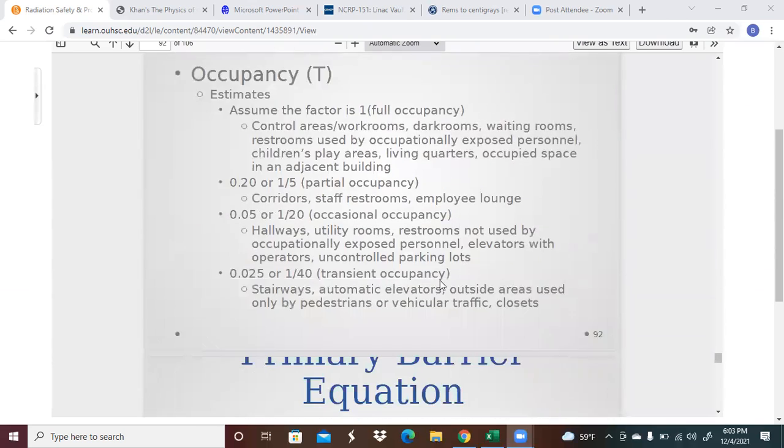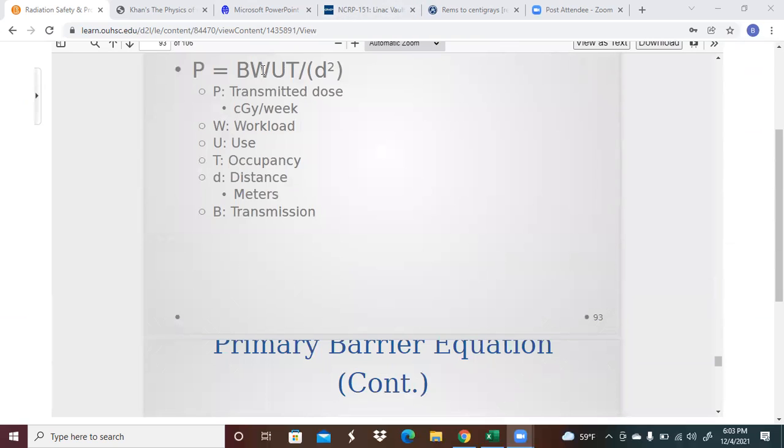But for these particular factors listed here, we have the transmission amount that actually comes through. This is the transmission without the other factors being added in. The workload, which we will see, is going to be how much centigray is delivered at the isocenter.